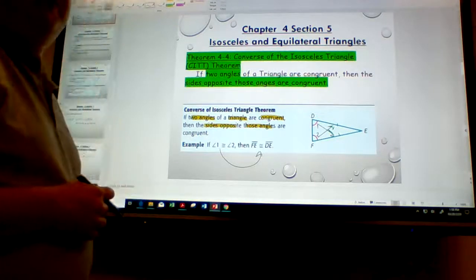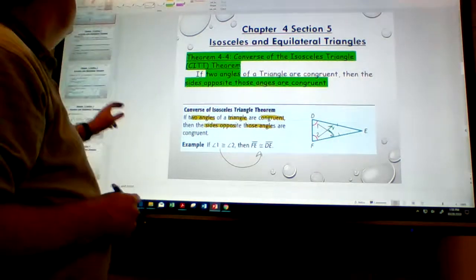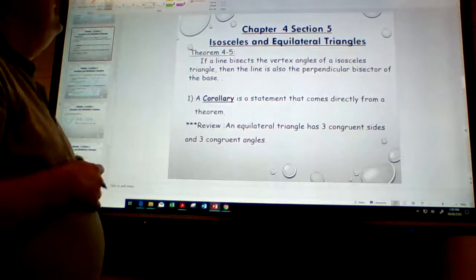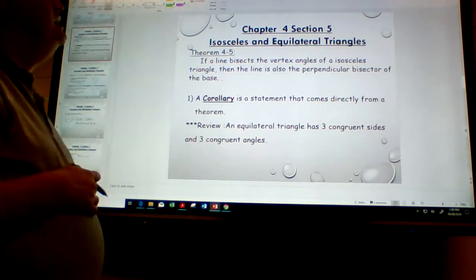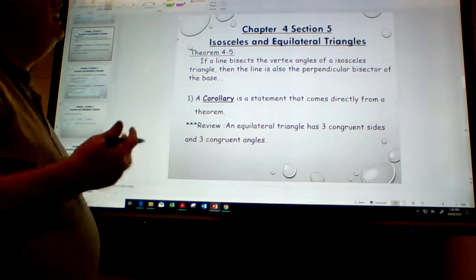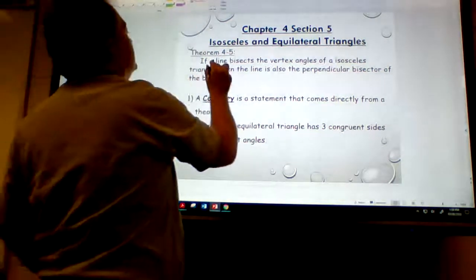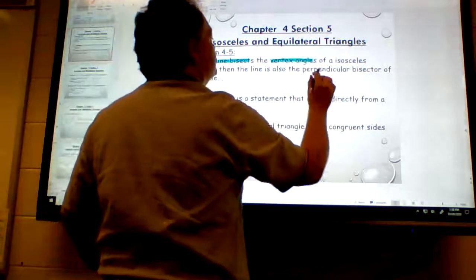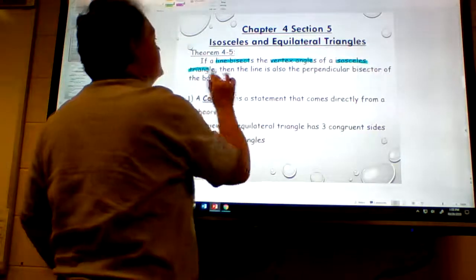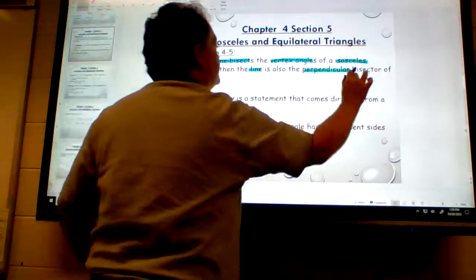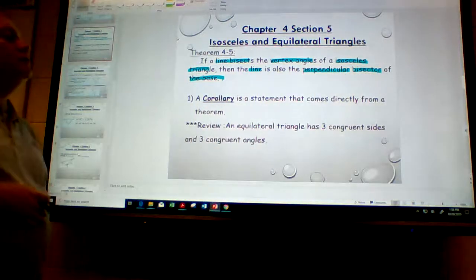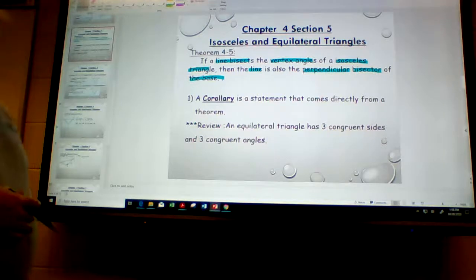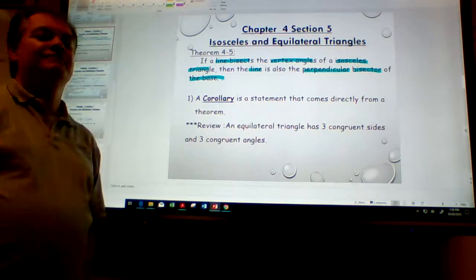Now, with that being said, excuse me. Theorem 4.5. If a line bisects the vertex angle of an isosceles triangle, then the line is also the perpendicular bisector. Okay, that's some important information. You can highlight that. If a line bisects the vertex angle of an isosceles triangle, then the line is the perpendicular bisector of the base. All right, a corollary. A corollary is a statement that comes directly from a theorem. I used to joke that it's not a, well, never mind. I'm not going to go there.